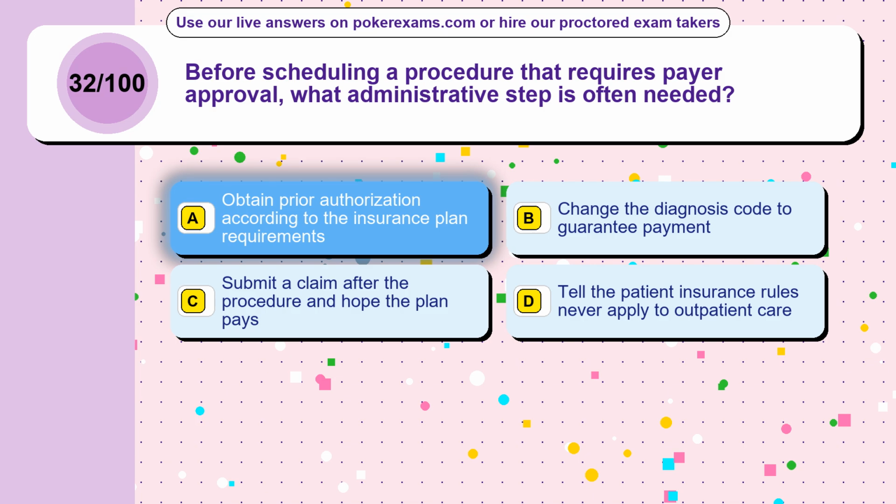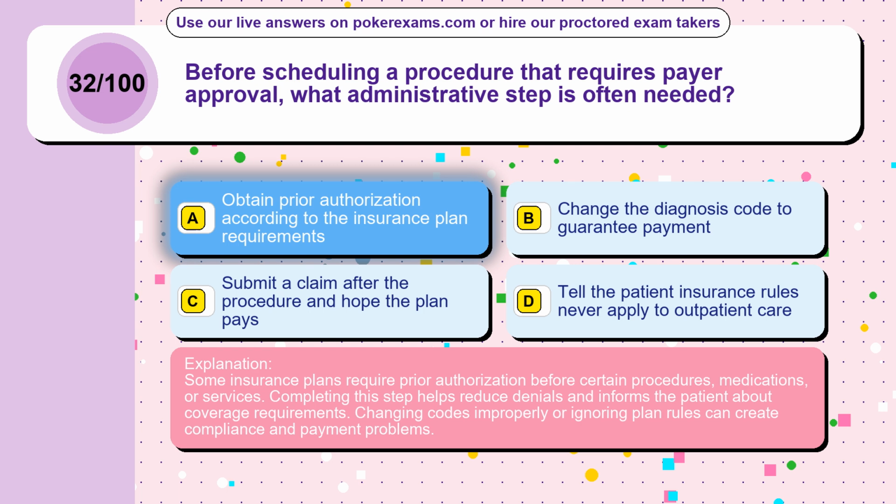Obtain prior authorization according to the insurance plan requirements. Some insurance plans require prior authorization before certain procedures, medications, or services. Completing this step helps reduce denials and informs the patient about coverage requirements. Changing codes improperly or ignoring plan rules can create compliance and payment problems.